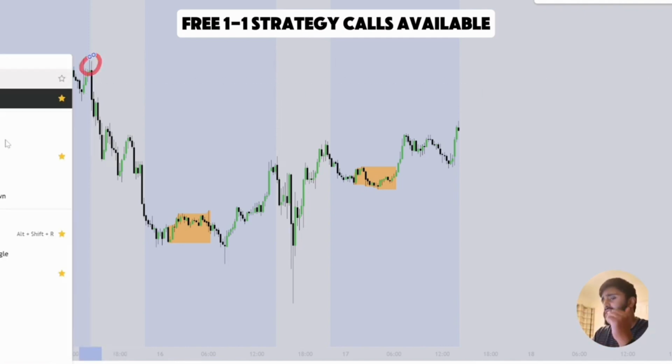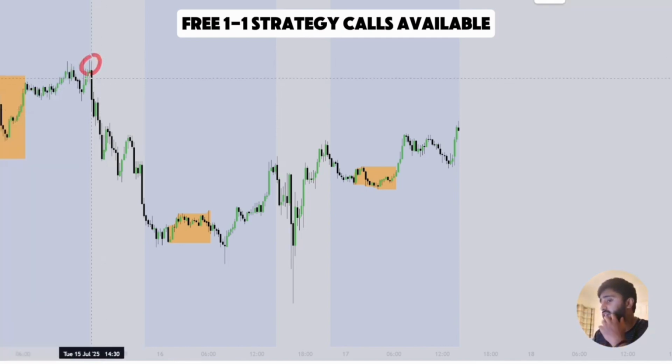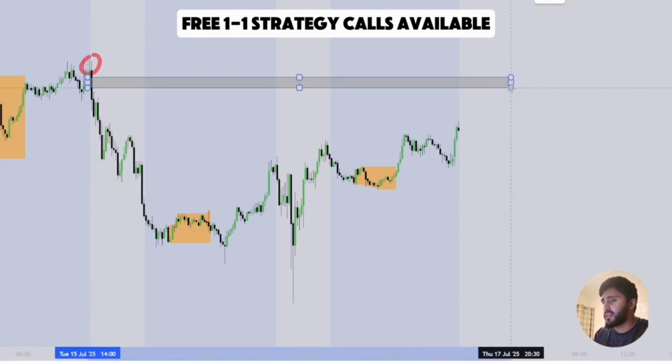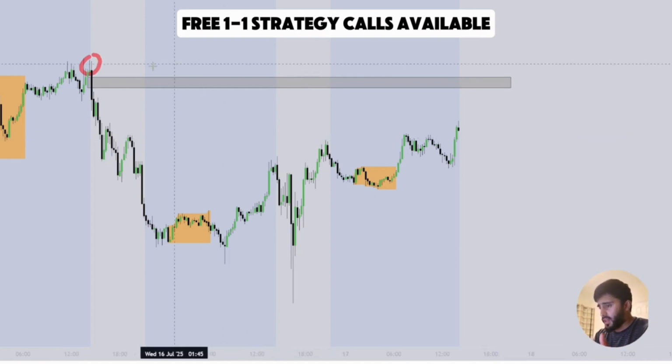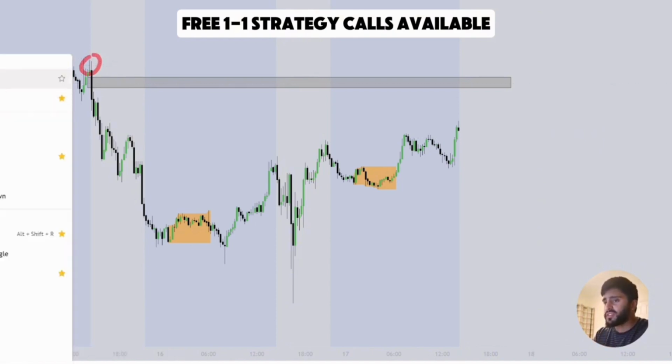And also you want to understand liquidity and you want to understand fair value gaps. So we had a fair value gap here from Tuesday. I'm just going to mark that in the gray. So that is a fair value gap and that is a point of liquidity because it is the high of the week. Now, if that's the high of the week, where is the low of the week?